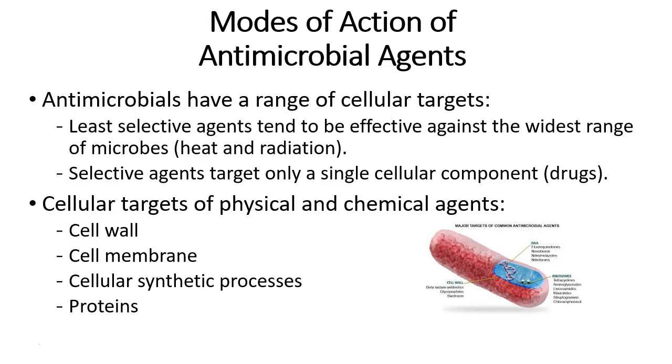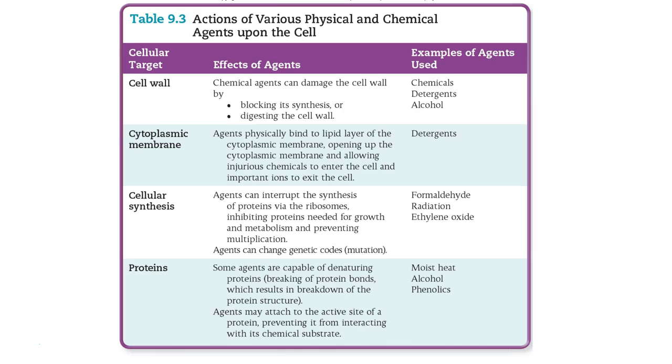Naming the 4 categories of cellular targets for physical and chemical agents is one of your learning targets. The cell wall, the cell membrane, the cellular synthetic processes, and proteins are the 4 categories. Let's take a little bit deeper look at the different categories.